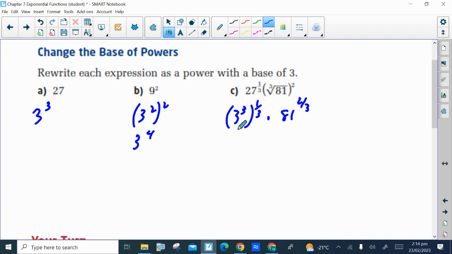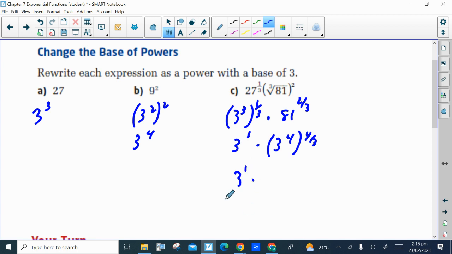So for this first part, this first factor, because factors are things that are multiplied together, you've got one exponent raised to another, so you'd multiply the exponents and keep the base the same. 3 times a third would be 3 over 3, or 1. But now 81 can be written with a base of 3. That's 3 to the 4th to the power 4 over 3.